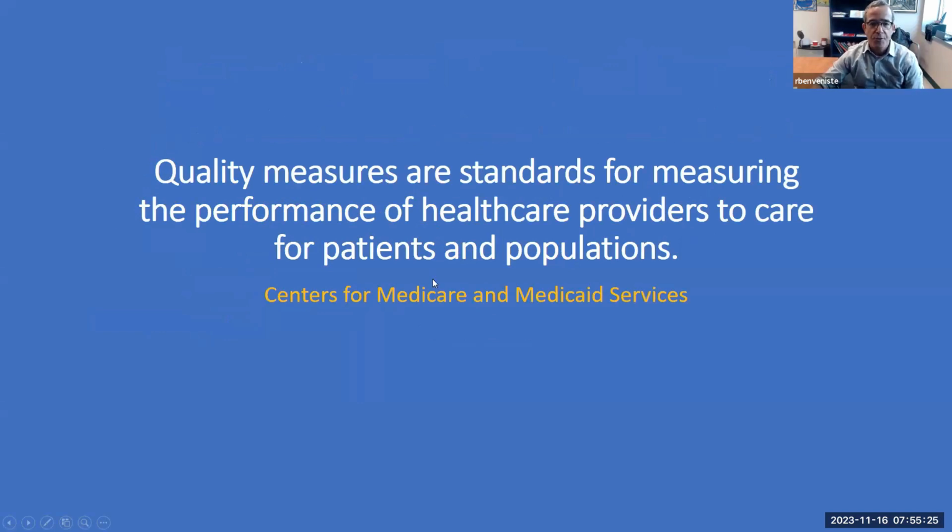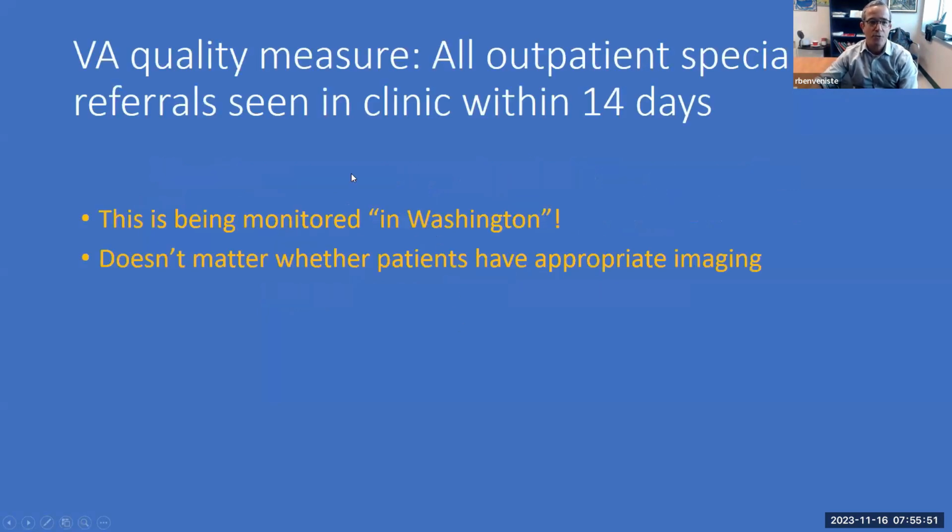So quality measures. This comes from the Center for Medicare and Medicaid Services, the source of the data that we're actually looking at. These quality measures are said to be standards for measuring the performance of healthcare providers to care for patients and populations. And that's kind of vague. When we talk about quality measures, we're usually referring to very easy to quantify measures.